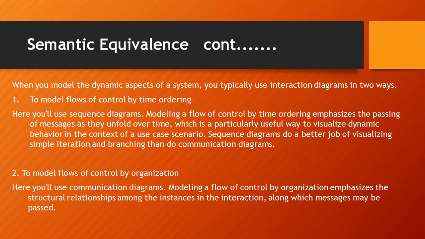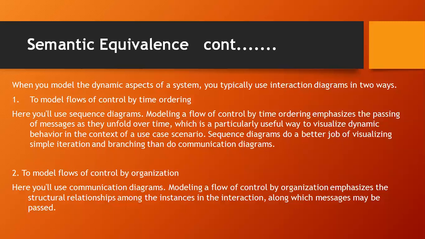Typically we use interaction diagrams in two ways. One is to model the flow of control by time ordering, and the other is to model the flow of control by organization. Modeling flow of control by time ordering is called sequence diagrams, and modeling flow of control by organization is called communication diagrams.